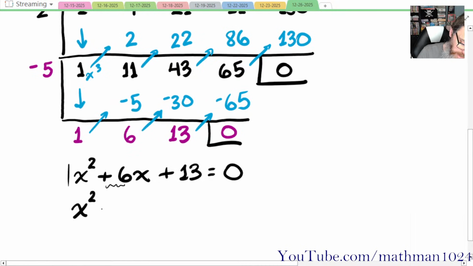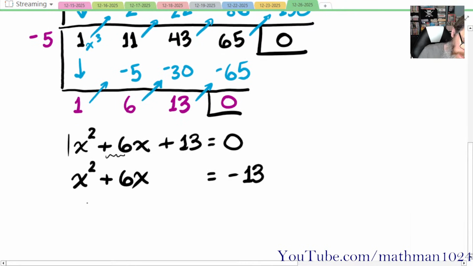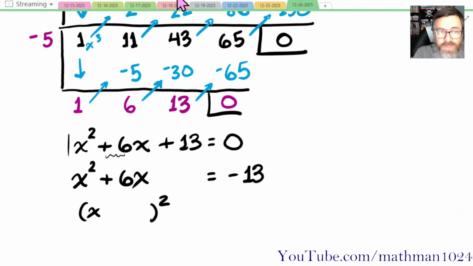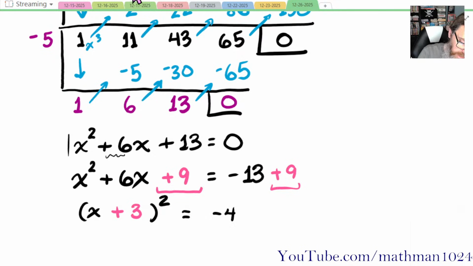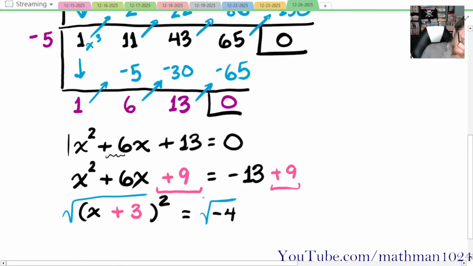So, x squared plus 6x, that's going to be negative 13 when we move it to the other side. I'm expecting here this stuff to factor. So, what goes in the factorization? Half of 6 is plus 3, which means in the gap, you get 3 squared, so that's 9. We add that to the other side as well to maintain balance. Negative 13 plus 9 is negative 4. So now we can use the square root property to get rid of the square. Take the square root to both sides. Don't forget the plus or minus.